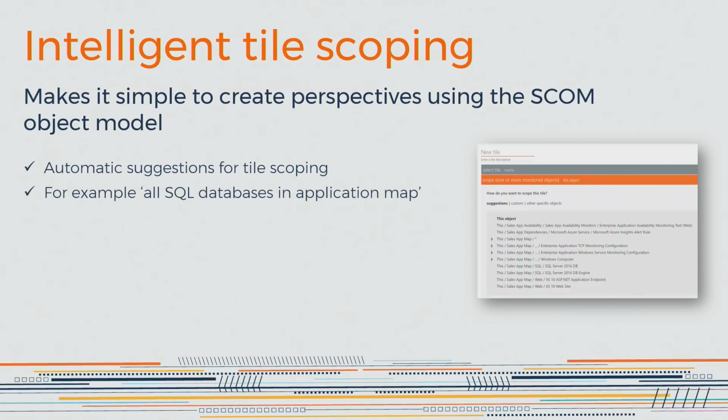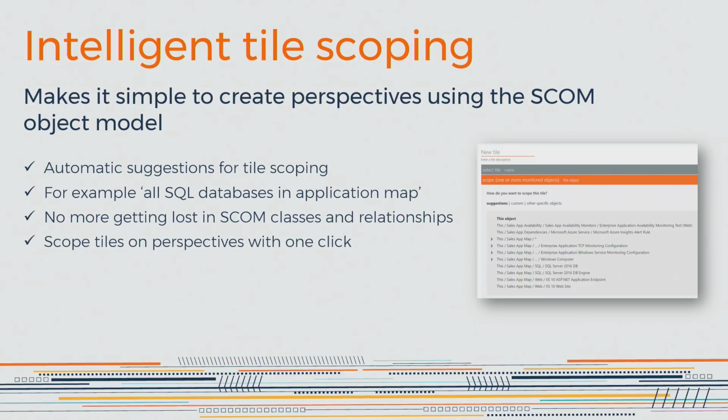So for example, I want to add in all SQL databases in the application map onto this application dashboard, and that will now be presented as a suggestion automatically. So no more getting lost in SCOM classes and relationships. It allows you just to essentially scope a tile with one click. So if the suggestion is what you want, it's just a matter of clicking on that, and that tile is scoped. We do then allow you to take one of these automatic suggested scopes and look at how it's implemented and modify it. And I'll hopefully show that in a demo in a second.